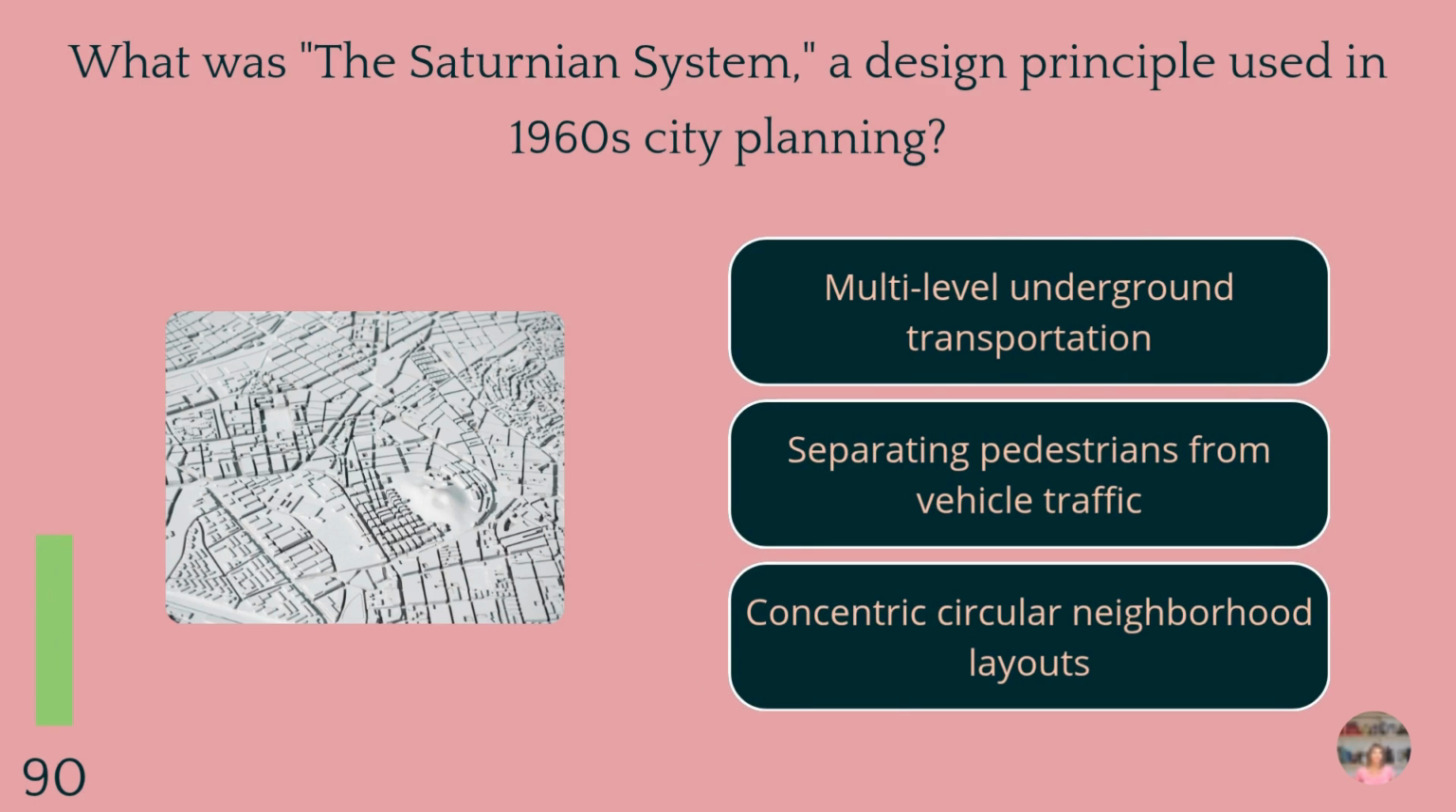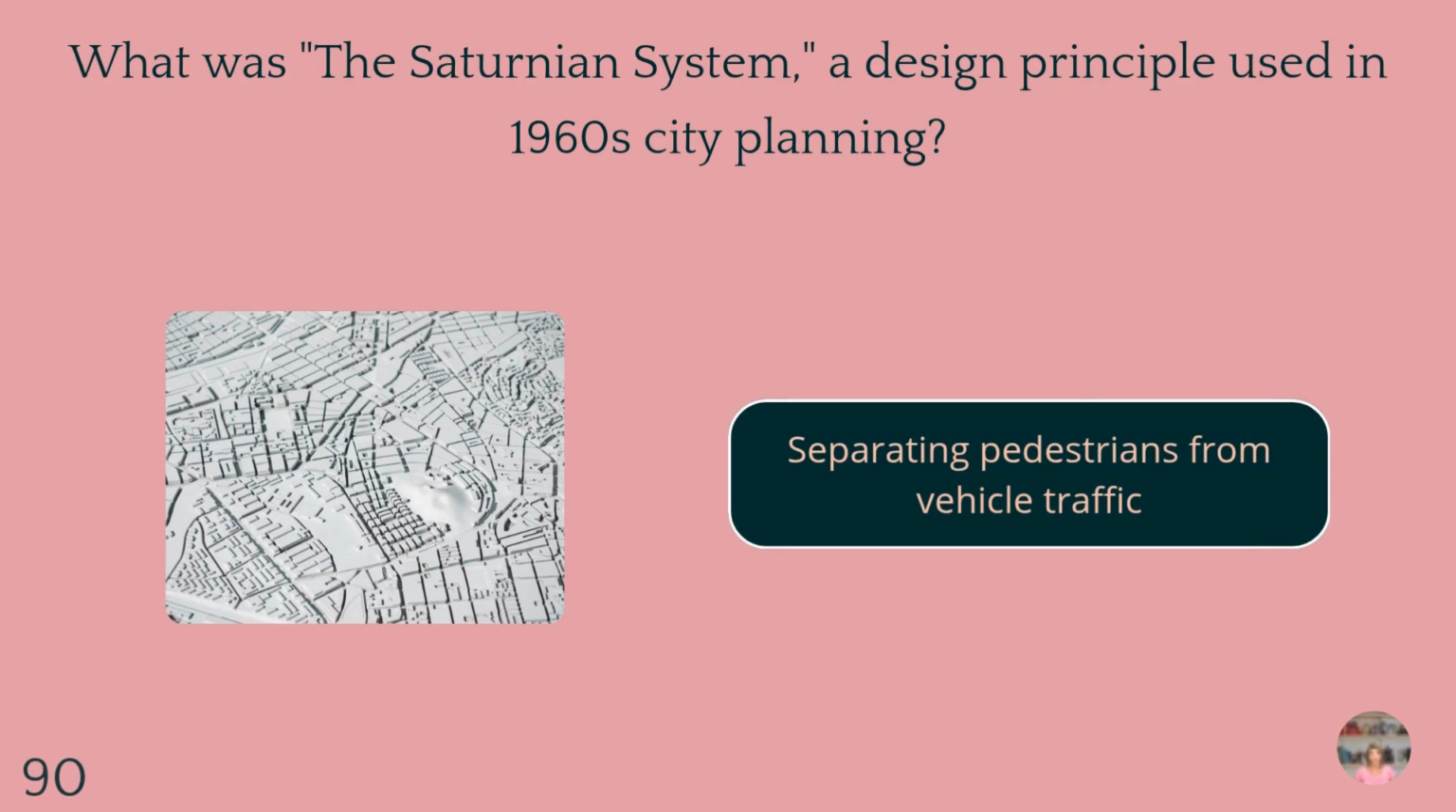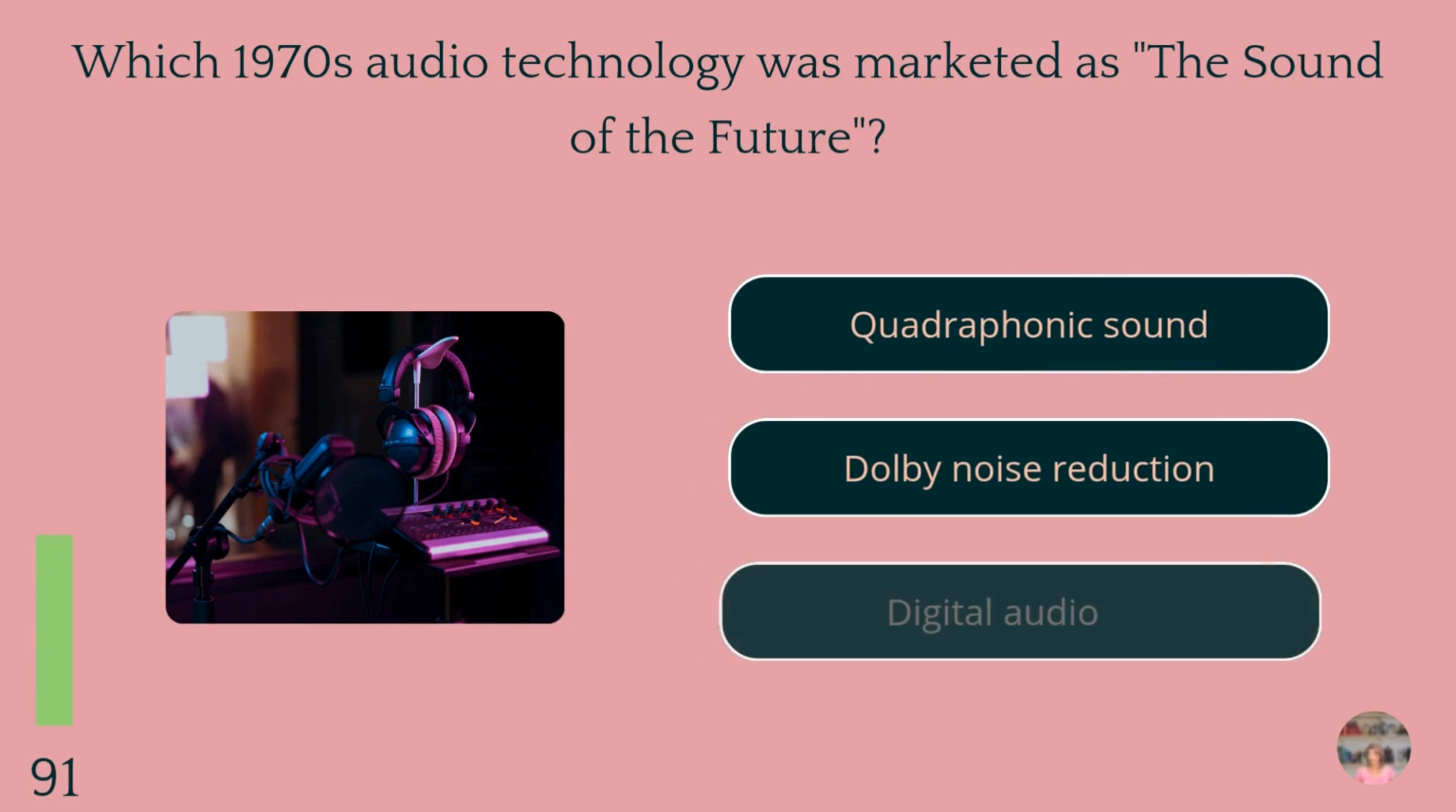What was the Saturnian system, a design principle used in 1960s city planning? Multi-level underground transportation, separating pedestrians from vehicle traffic, or concentric circular neighborhood layouts? Separating pedestrians from vehicle traffic.